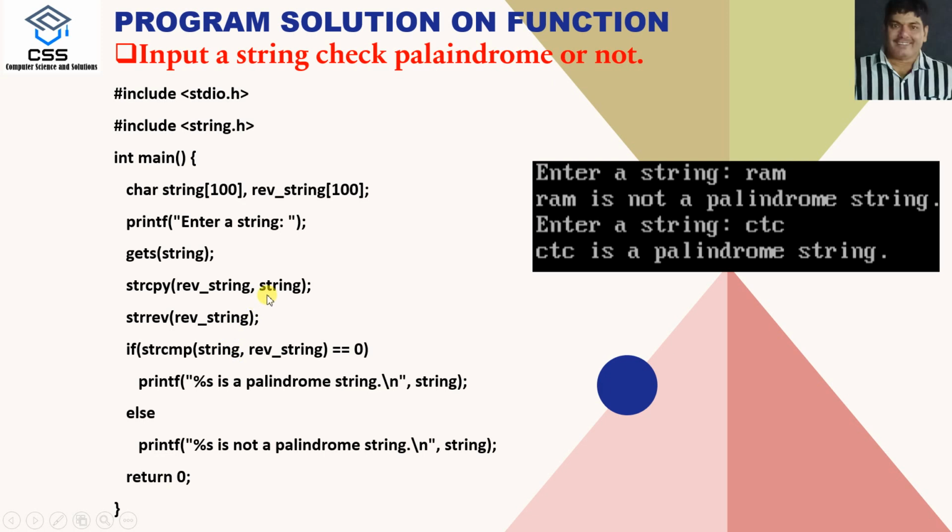If it is CTC, CTC is copied to the reverse string, and if it is reversed, that is also CTC. Hence CTC and CTC are the same, and the returning result of strcmp of those strings is 0, hence 0 equal to 0, yes, the string is a palindrome string. That is run. And if you want to run this program, what do we have to do?